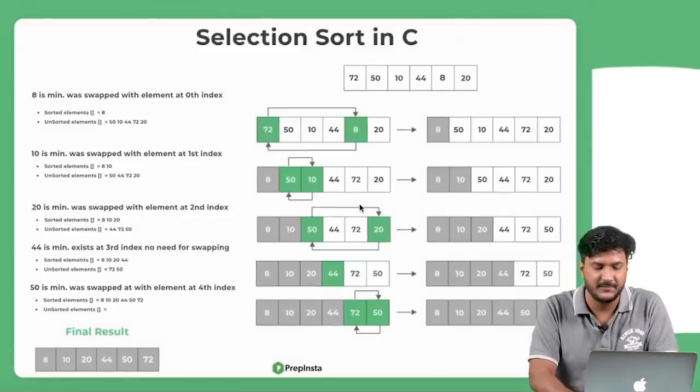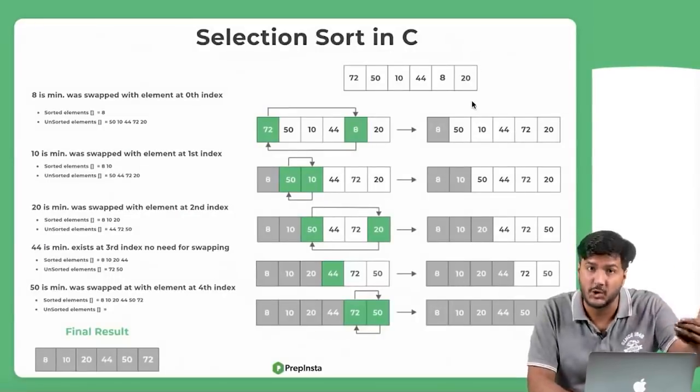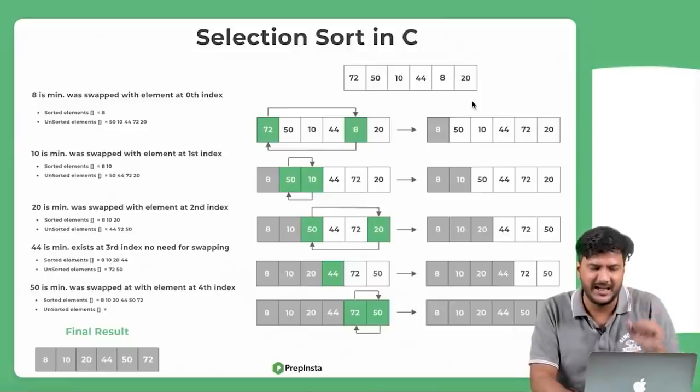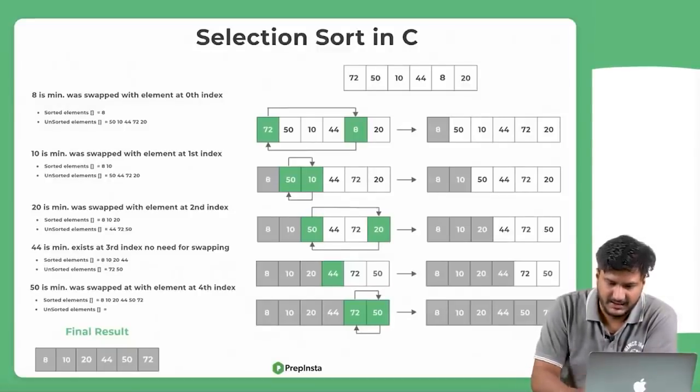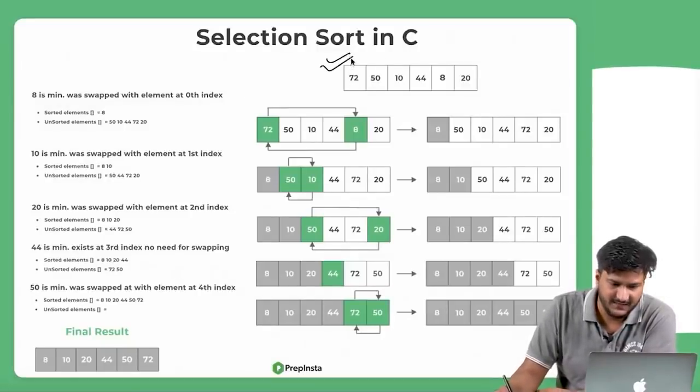So let's first understand. This question is essentially based on selection sort, right? So how does selection sort work? First, let me very quickly help you understand here. For example, this is the array, let me use black here. So this is the array that we have: 72, 50, 10, 44, 8, 20.